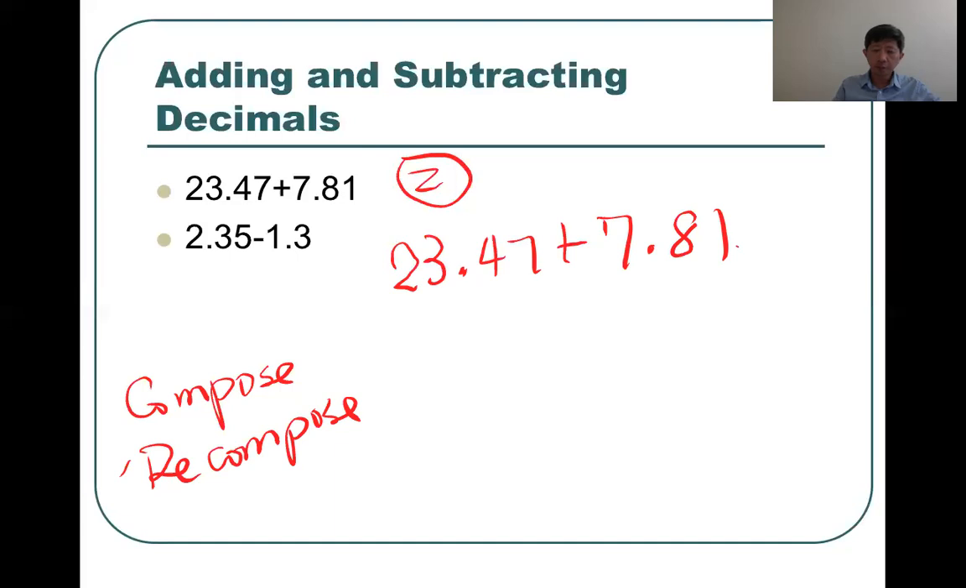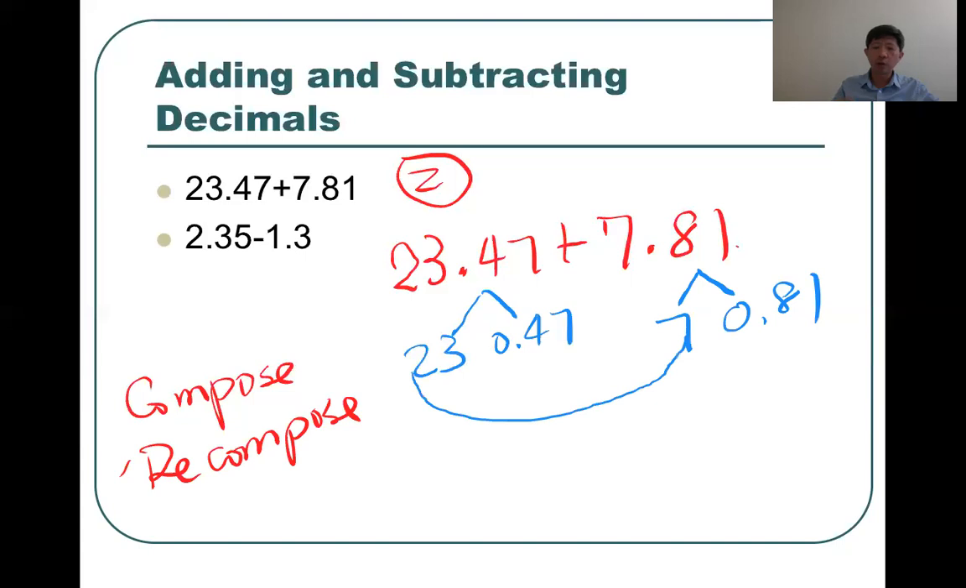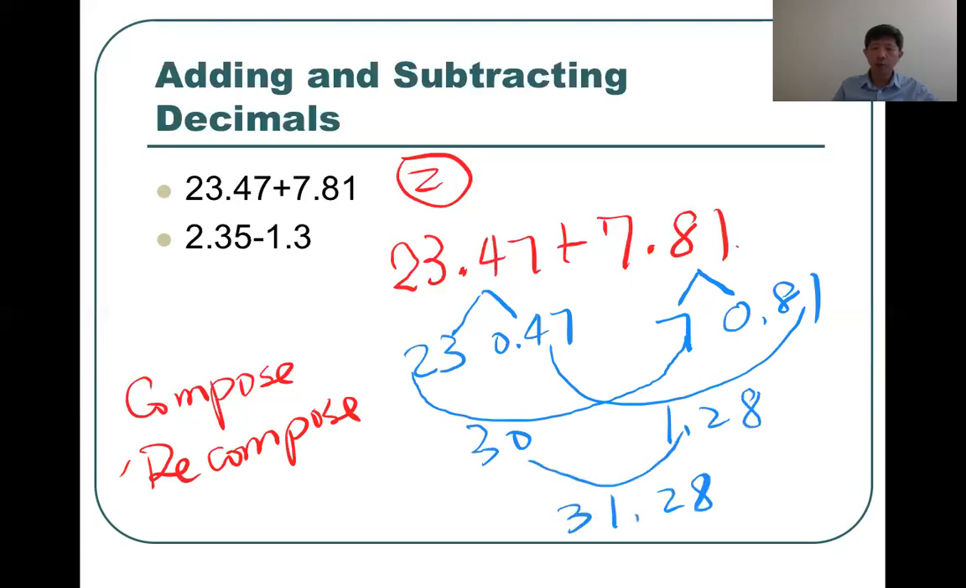Basically we can decompose this as 23 and 0.47. We can decompose the other as 7 and 0.81. And again, this method is good for quicker learners, like mental computation. So 23 plus 7, whole number plus whole number, decimal plus decimal, which is 30 plus 1.28, and add together is 31.28. Okay, this is good for quick learners for mental computation.